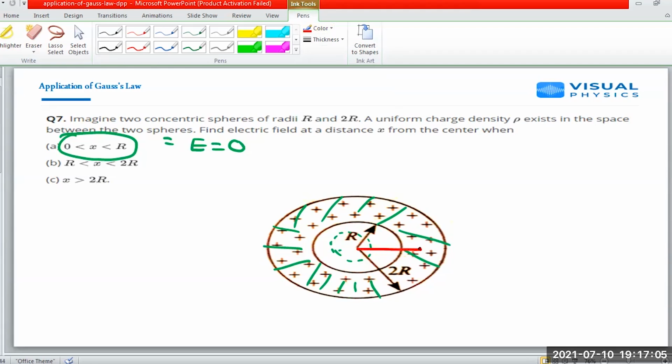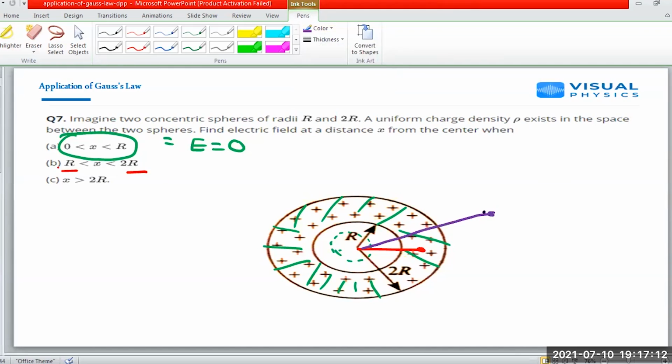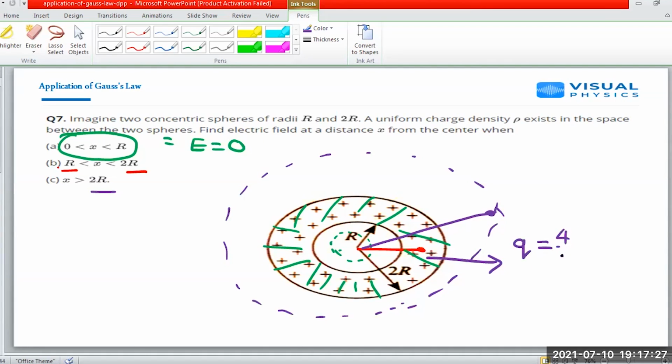Now for region number 2, that is in between r to 2r, and for region number 3, outside the 2r. So outside the 2r, again it becomes easy. Total charge enclosed will be 4 by 3 pi, we know, (2r cube minus r cube) into rho, because the whole charge is enclosed when I am looking outside.